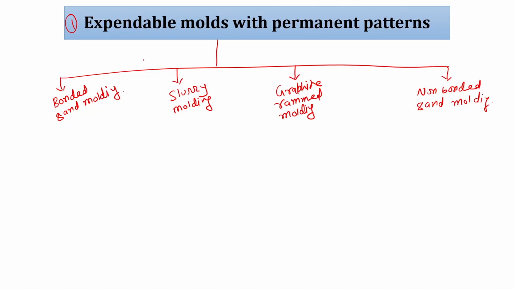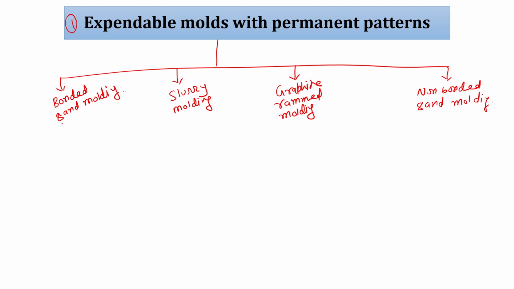So what is happening? Your pattern is wooden, metallic, whatever pattern you are using, you are not going to change that after use. The lifetime of a pattern is very long. If you are going to make 1,000 products, then maybe you can change it, or maybe higher. But what is happening with the mold? After the casting you are going to break the mold and make it again. Each time you are making a new mold. So it is an expendable mold, but with a fixed, permanent pattern.